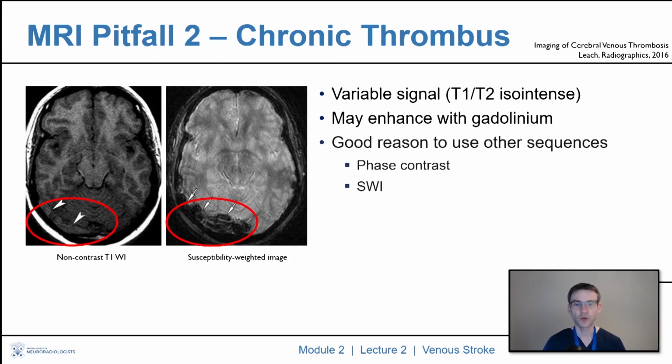So one thing that might help here is to use our other sequences. In this case, the SWI helps make the diagnosis. But if we used phase contrast MR venography, we would see that there was no flow in that vessel. So we can kind of discount the possibility that that abnormal T1 signal is just due to slow or turbulent flow.